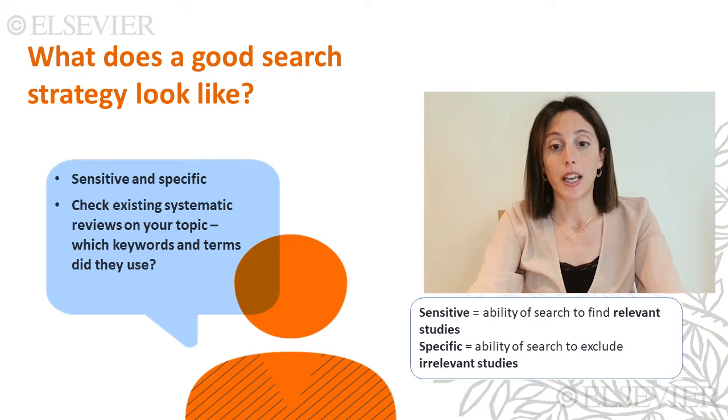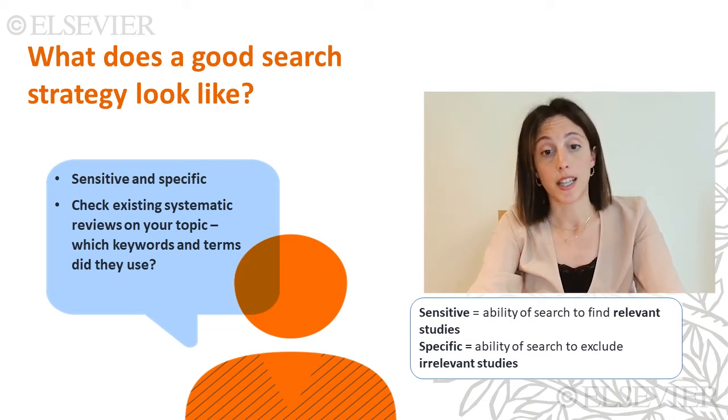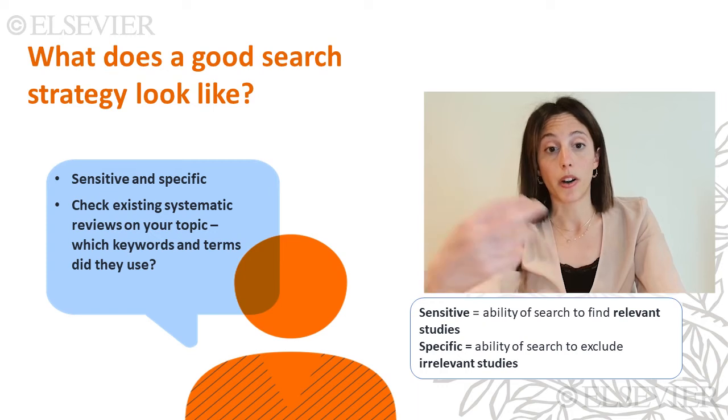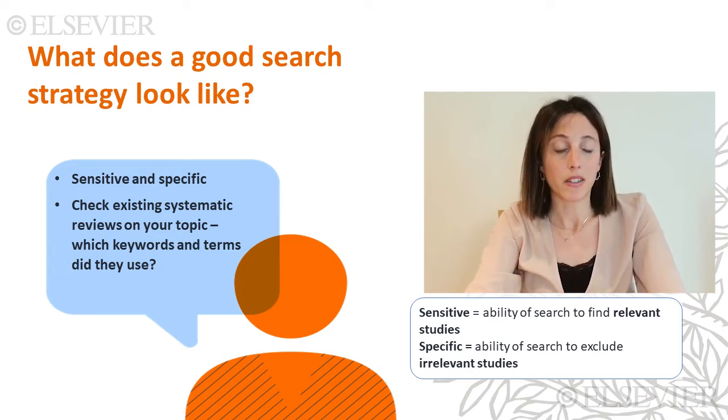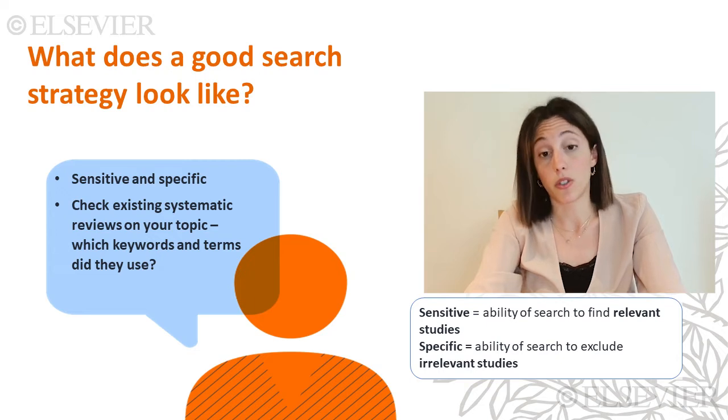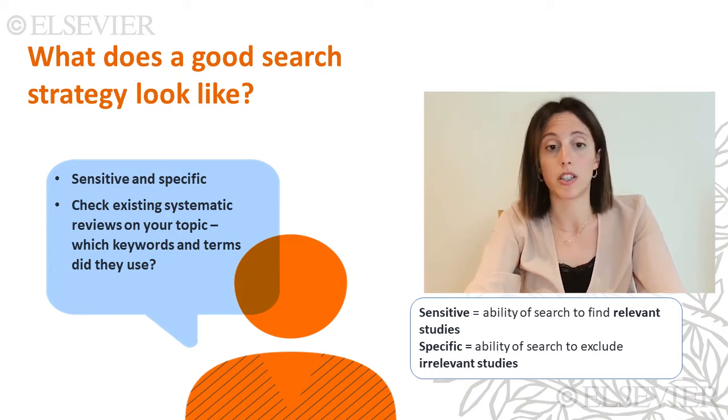For example, for the term pain management, you could also include terms like pain reduction, pain control, pain relief. These would make your search sensitive. It would ensure that you are capturing all the studies that you need around the topic. For it to be specific, though, you probably need to avoid terms like analgesia or anesthesia, because while they have to do with pain and pain management, they mostly refer to medical intervention, and that is not the focus of your search. You're interested in midwifery-led interventions.